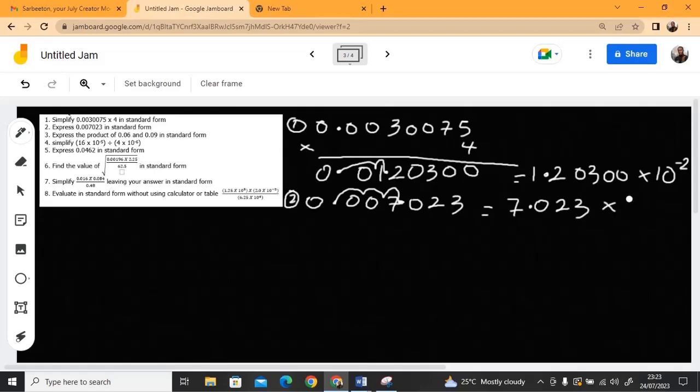Times 10 raised to the power what? How many times do you move? Thrice. Minus 3, because we started from 0 point. Now the next one.